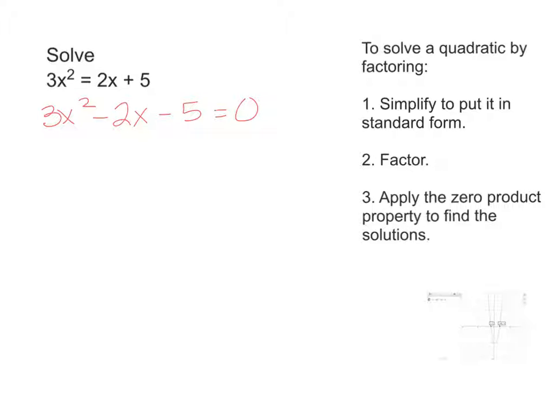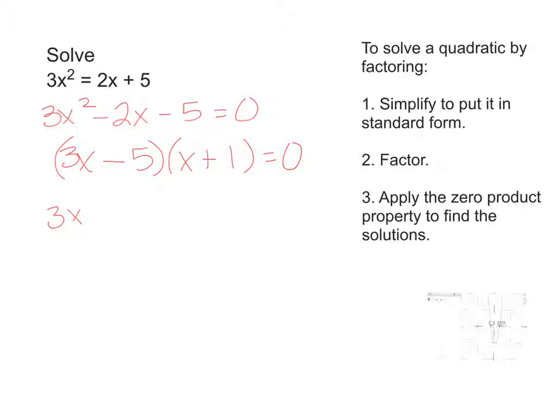And then the second step is to factor. So we're going to factor 3x squared minus 2x minus 5. It factors to 3x minus 5 and x plus 1. Is that what you got when you factored it? Yeah. The third step is apply the zero product property to find the solutions. And so the zero product property says if those 2 things are multiplied together and it equals 0, then one or both of those factors is equal to 0.